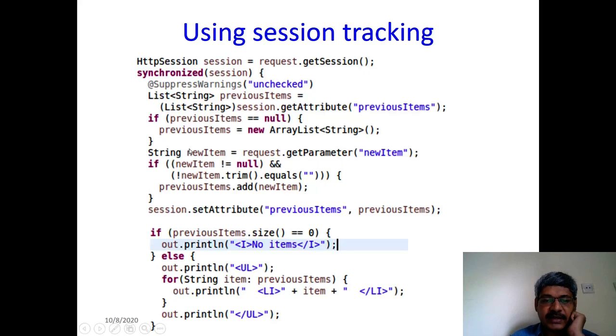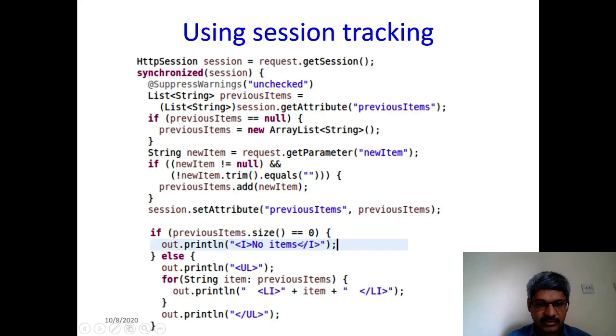So this is how I am adding all these items to this previousItems list, and then I am setting the attribute on the session as previousItems with this previousItems object. So this is the key, this is the value. Now when I want to check what items the user already wants to purchase, I can check at a different place.